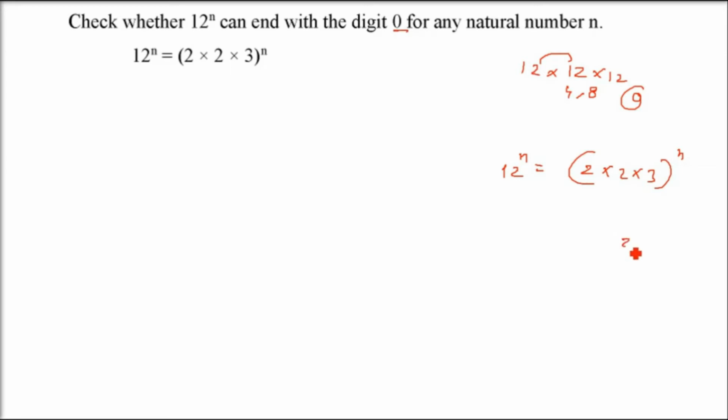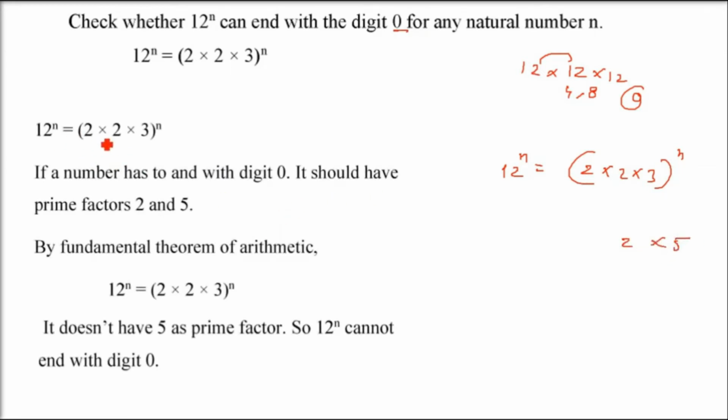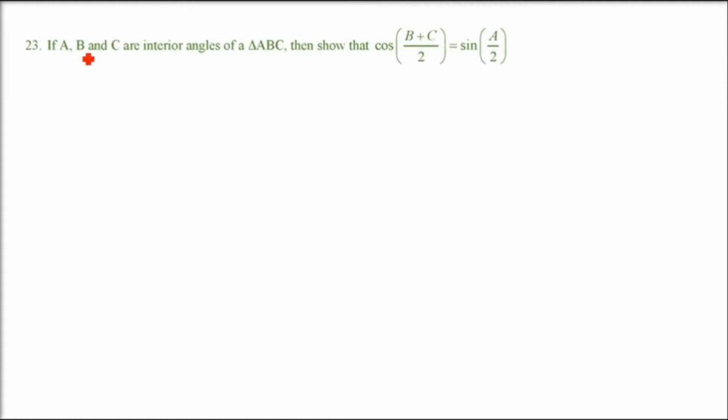If you need a 0, you always need 2 and 5. 5 into 2 is 10. As I suggested earlier, 2 and 5 are needed. 2 we do have, but we don't have a 5. We need 0, so we need 5 and 2 together. But here, if you see, 5 is not a prime factor. So 12 raised to n cannot end with the digit 0. Okay, there are multiple questions like this which are going to come.